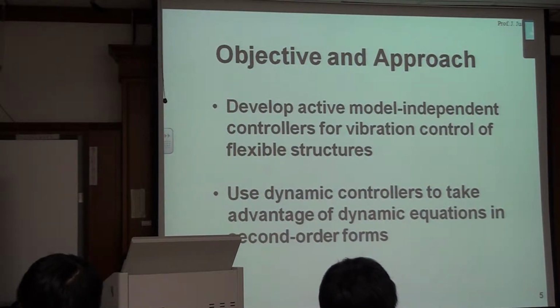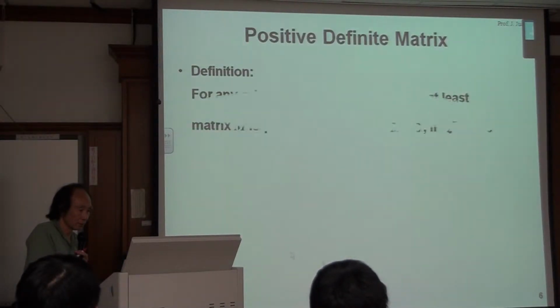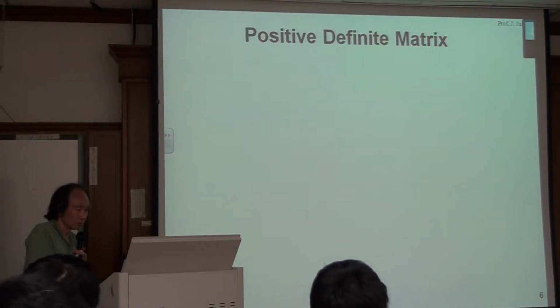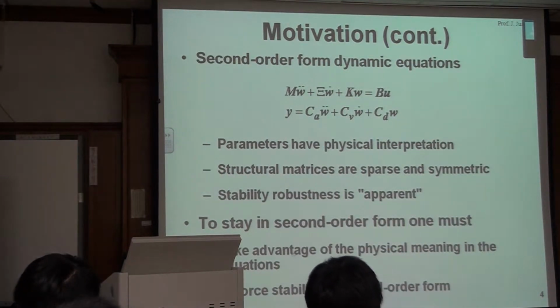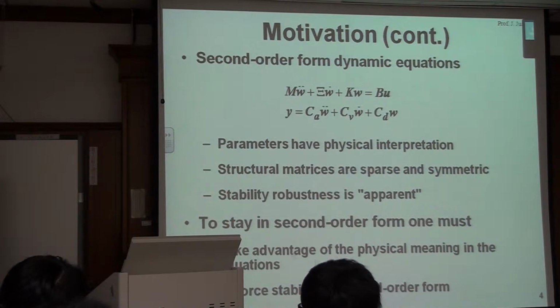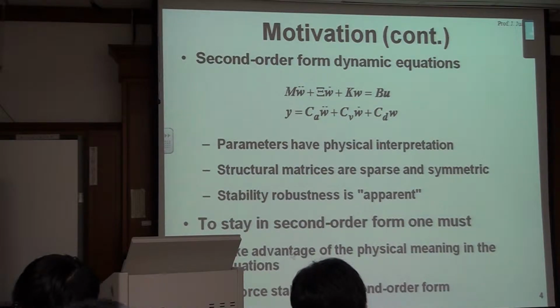Now, let's look at that equation again. What do we mean by model independent? This is M W double dot plus Z W dot plus K W equal to B U. If M is positive definite, Z is also positive definite, and K is also positive definite, then this system is stable.